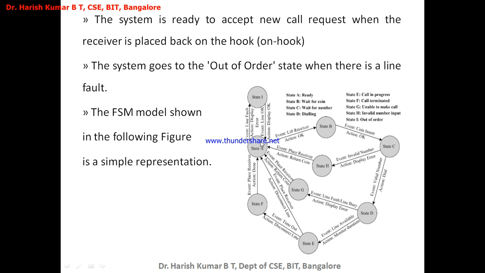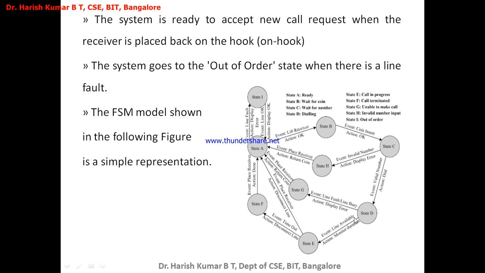So here it starts from state A, the ready state. When the user lifts the receiver, the action is okay, and it goes to state B, waiting for the coin. State B is wait for the coin. When the user inserts the coin, again the action is okay, and it goes to the next state C, that is wait for a number. When the user keys in a valid number, the action is dial, and it goes to state D, that is the dialing state.